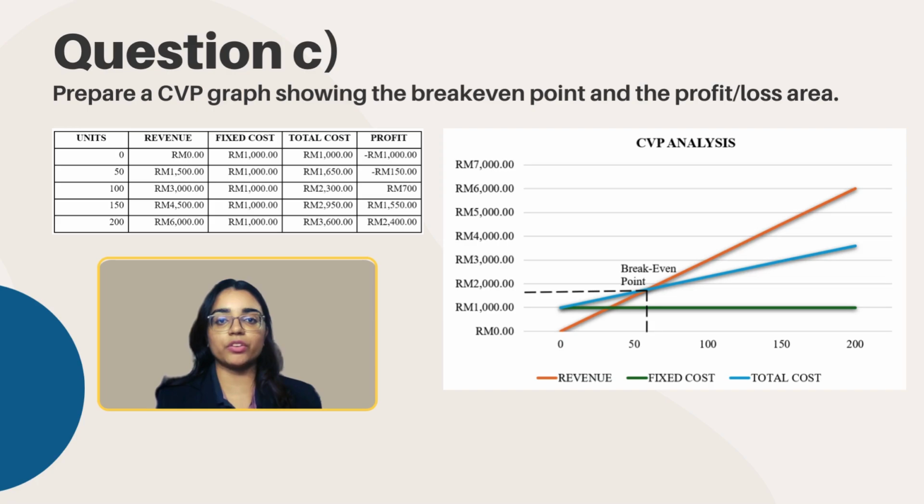This is the point where the total revenue covers all fixed and variable costs, resulting in zero profit or loss. In the loss area, which is below the break-even point, the company incurs losses because the total costs exceed the revenue. In the profit area, which is beyond the break-even point, the company generates profit as revenue surpasses total costs.